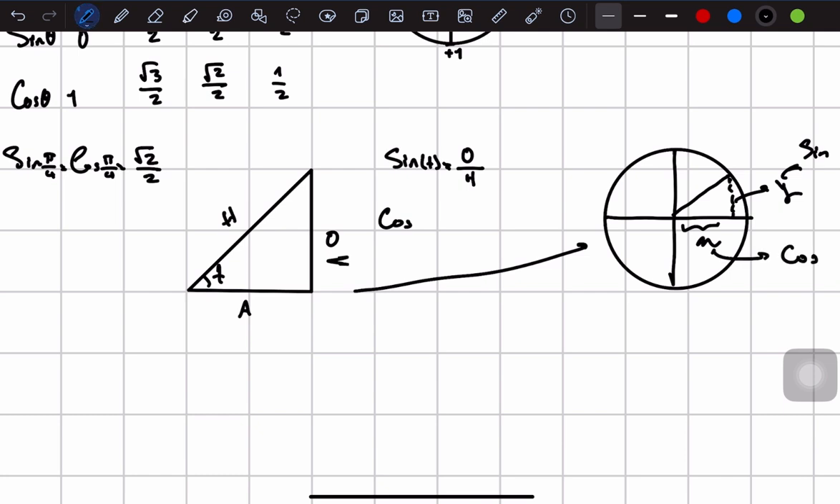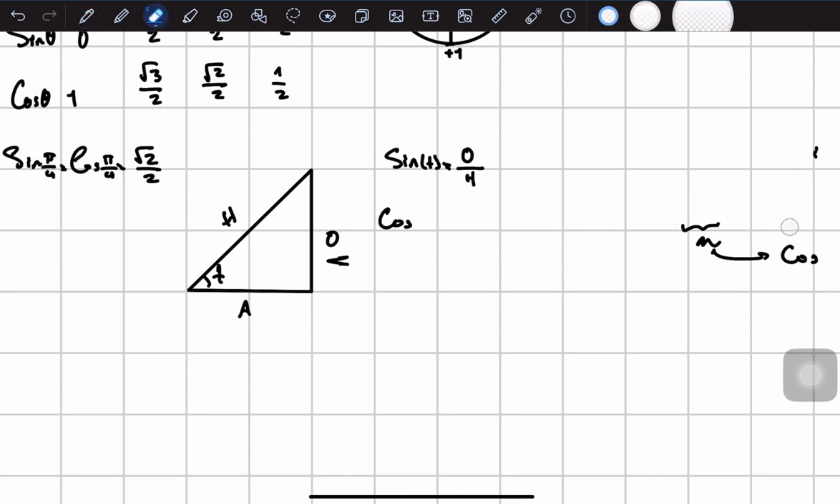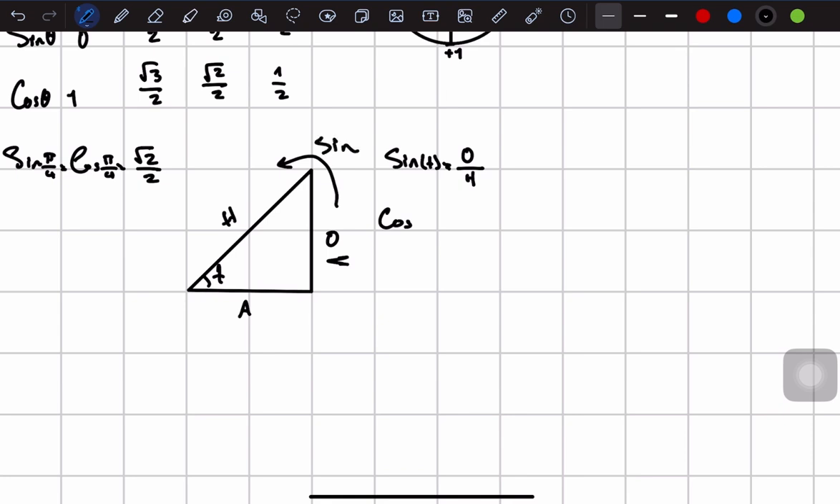The opposite side over this hypotenuse side would be sine. And yep, you guys can use the circle here too. The cosine would be the adjacent side over the hypotenuse side. This one is cosine. Adjacent over hypotenuse. What about tangent?